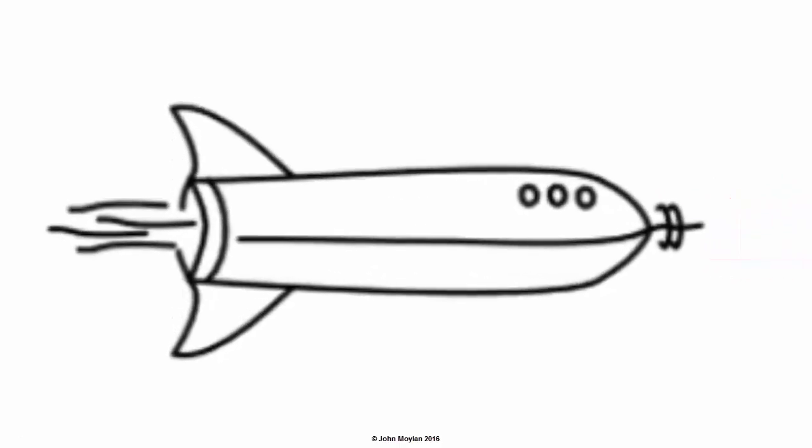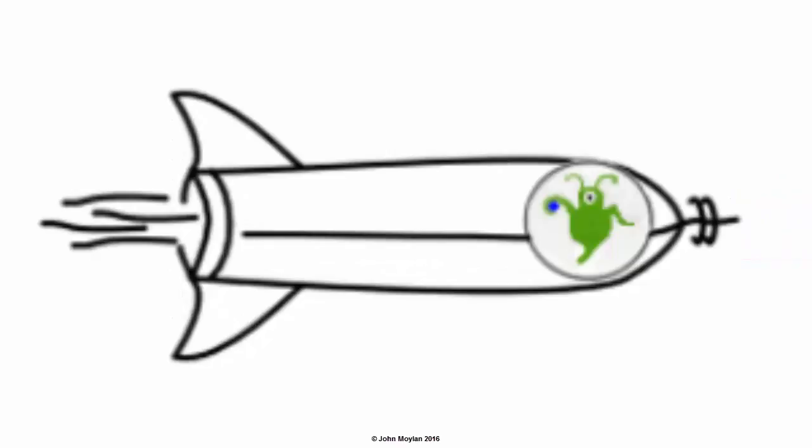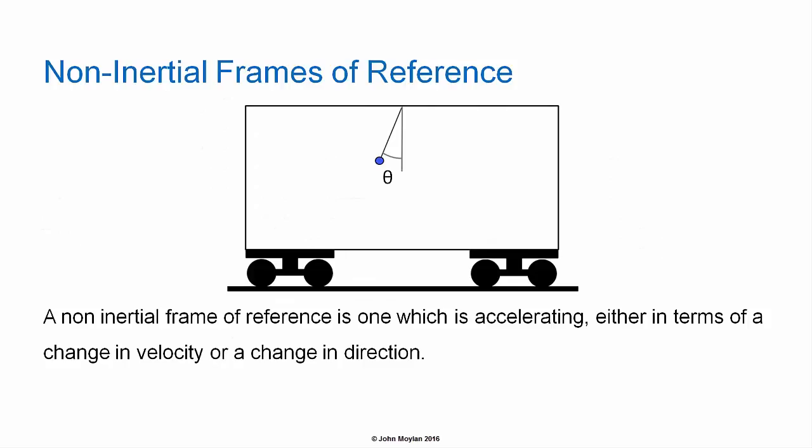Supposing that we had such a ship, and on board the ship there was a scientist. The scientist conducts an experiment in which he releases a ball carefully so as not to impart any force to the ball when he releases it. In the frame of reference of the scientist, the ball will remain stationary in the position in which it was released. Non-inertial frames of reference.